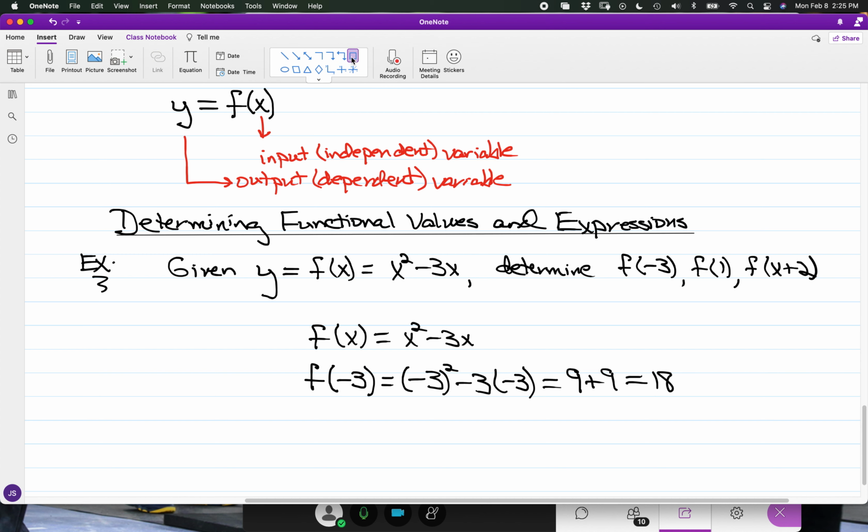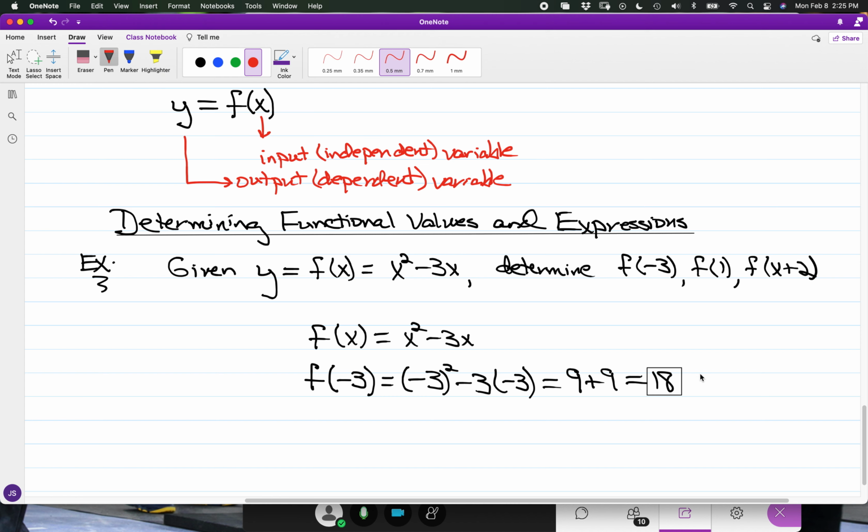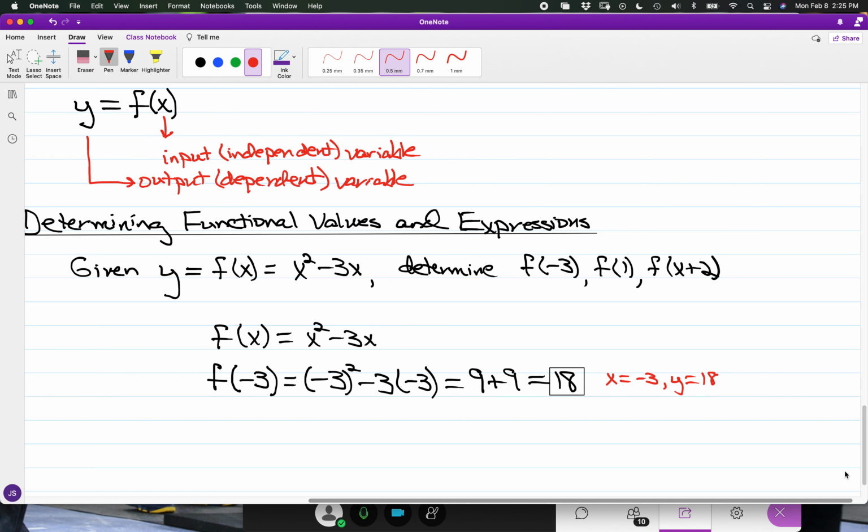And so what this means is that we started with x equal to negative 3, and we had that y was equal to 18. So among the points that would be on the graph of y is equal to x squared minus 3x, negative 3, 18 would be among those ordered pairs.